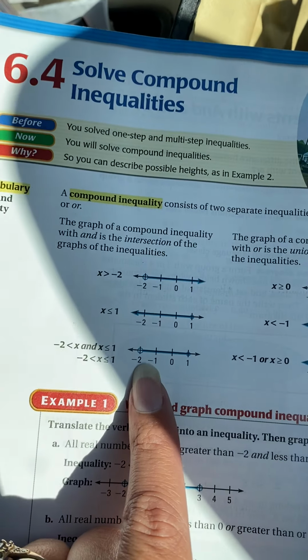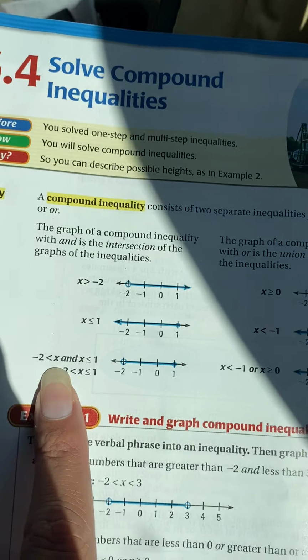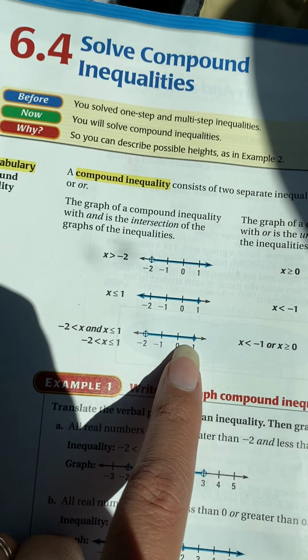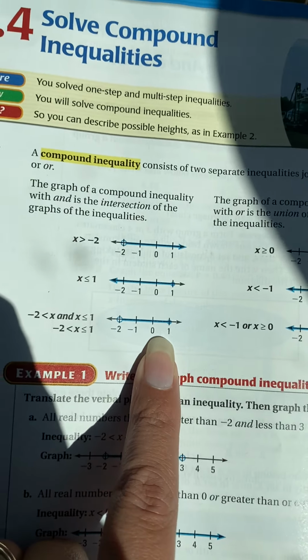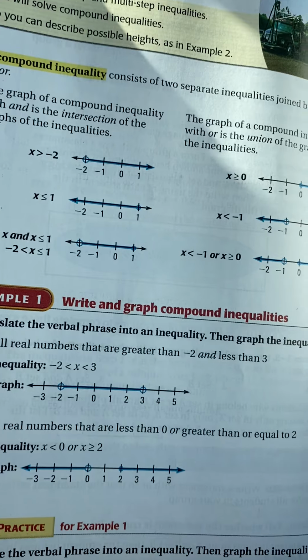And I would start by graphing one of them. So start with -2 is less than x, and so you would do an open dot there at -2, and then you would have it go greater than that. But then you have to graph this one. x is less than or equal to 1, so you would graph it there, and it is only going to go between those two numbers because we know that it has to fit both of those.